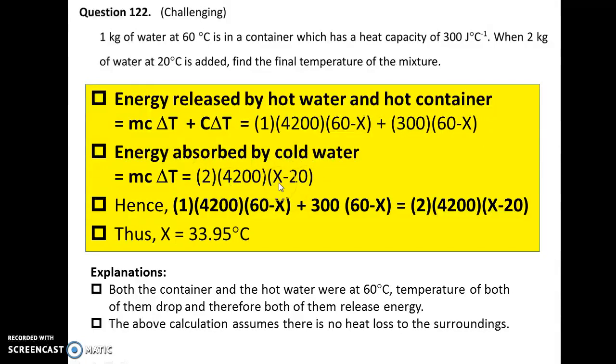Make sure you know X is larger than 20 and X is smaller than 60. And that's how we may write the energy released and energy absorbed by the different objects here. Then solve the question carefully to find the correct answer of 3.95 degrees Celsius.